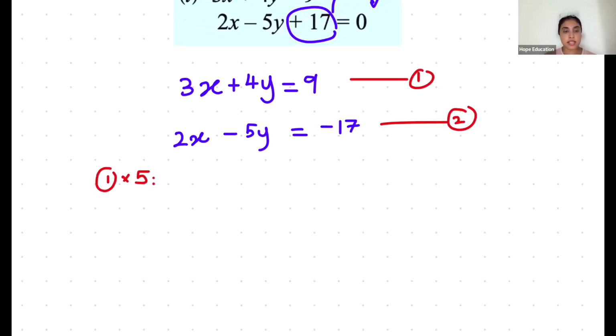Five times 3x is 15x. Plus 5 times 4y is 20y. 5 times 9 is 45. This I shall label as my equation number 3.